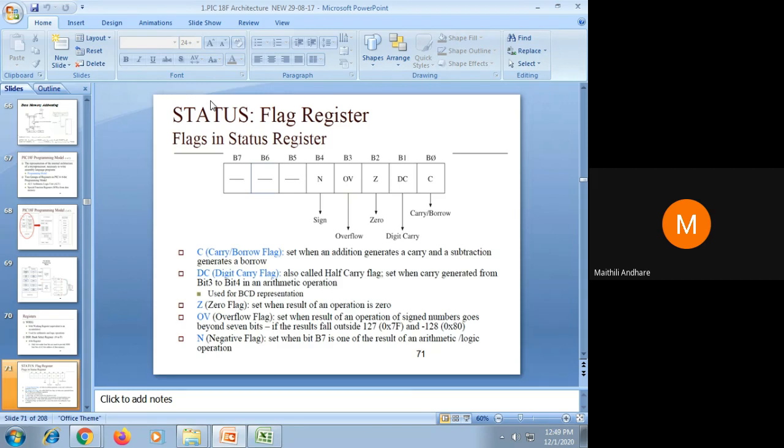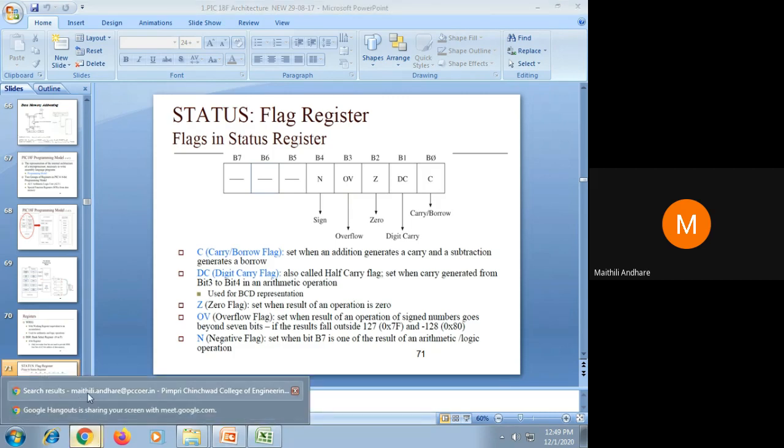Then the registers, what are the different registers available. And then the most important thing is, as PIC has Harvard architecture, the program memory and data memory are different. That's why the associated address bus and data bus for both memories are different. That we have seen. According to that, we have seen the program memory organization and data memory organization in detail, and lastly the flag register.